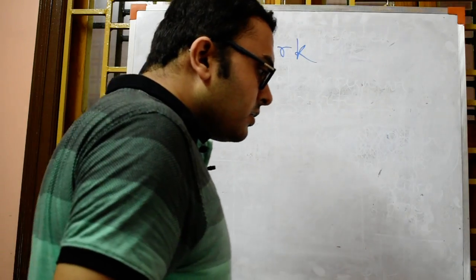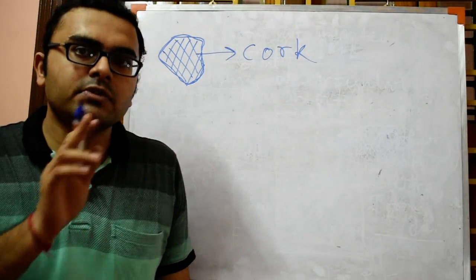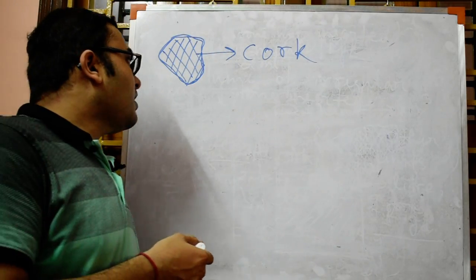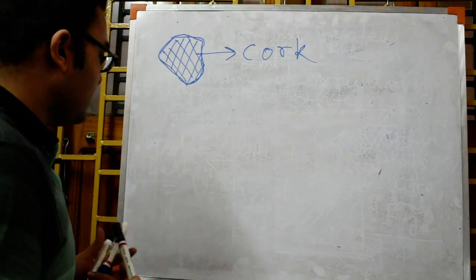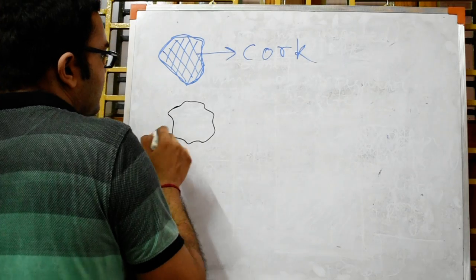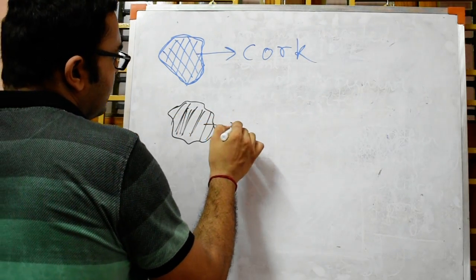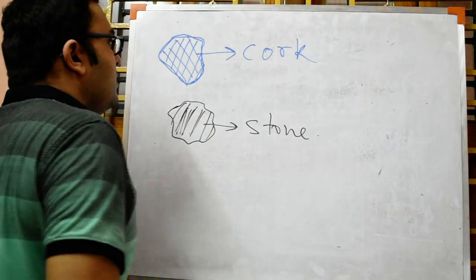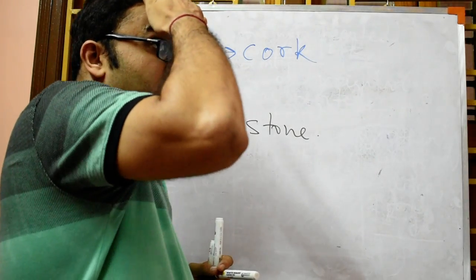Now what is the problem with this cork? The cork does not sink in water, it remains floated, so it's difficult. So how can we measure the volume? For this we have to take another stone. So say the black color is the stone. Remember, blue color is the cork, black color is the stone, okay, fine.